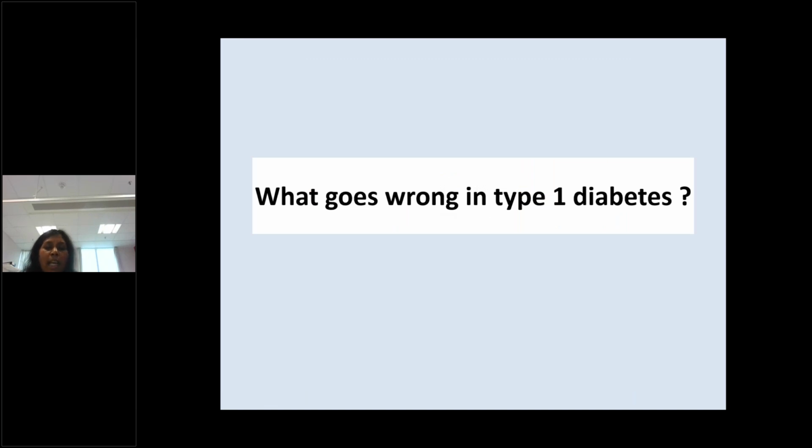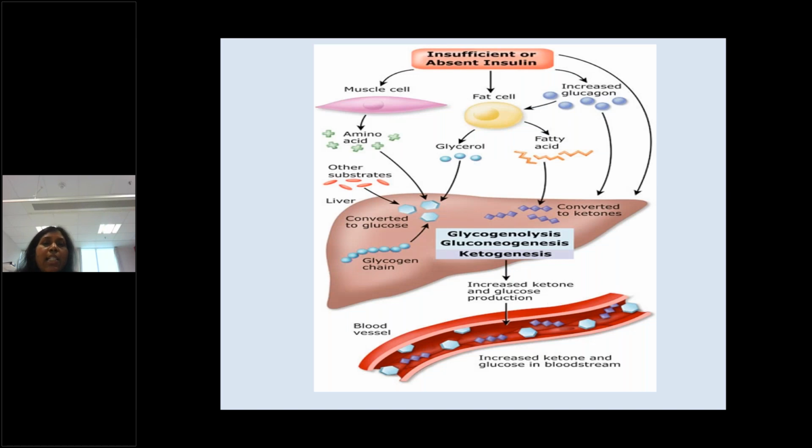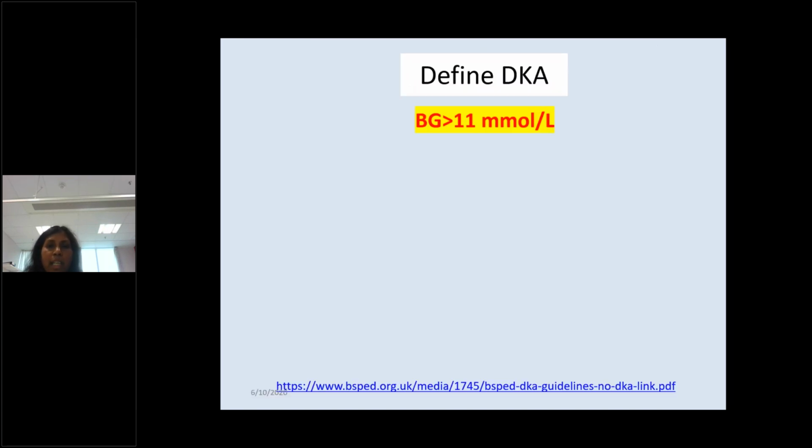So what goes wrong in type 1 diabetes? We know that there is insufficient or absent insulin, which results in alternative sources of energy by lipolysis and proteolysis. As a byproduct, we get the ketone bodies, and the increased ketones and glucose in the bloodstream mean that sometimes, in severe cases, these children present with DKA.